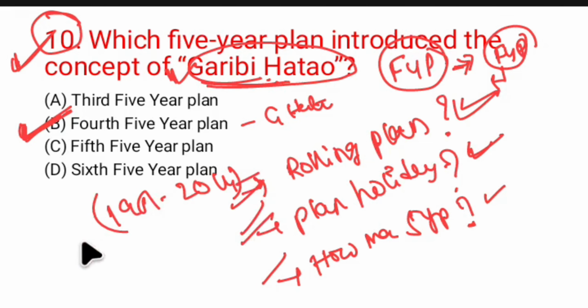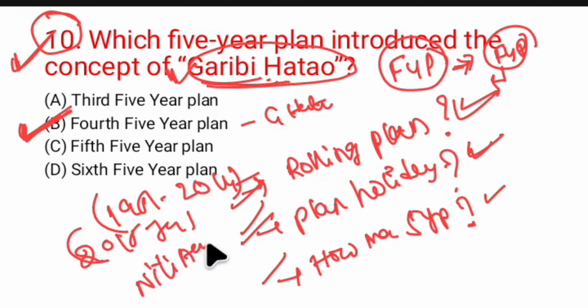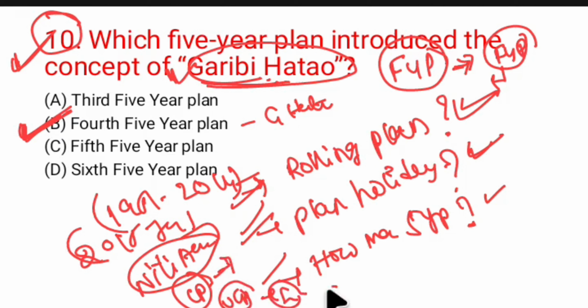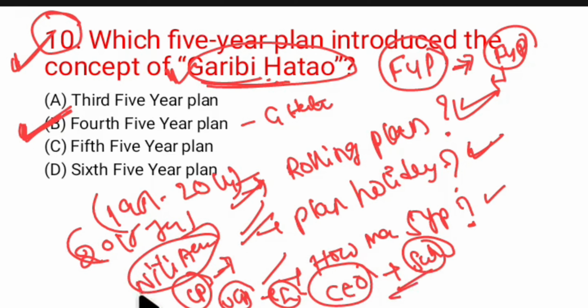After the 5-year plans, from January 1st, 2015 onwards, they were replaced by Niti Aayog. The chairperson of Niti Aayog is the Prime Minister of India, the vice chairperson is Suman Bery, and the CEO of the current Niti Aayog is Subrahmanyam. These were the key important points related to the Niti Aayog institution.